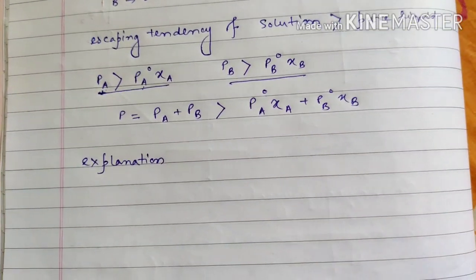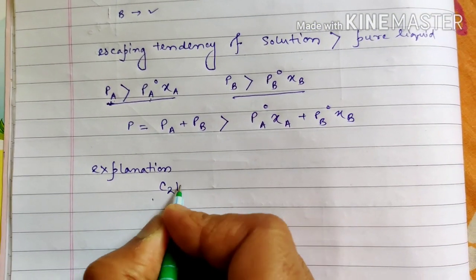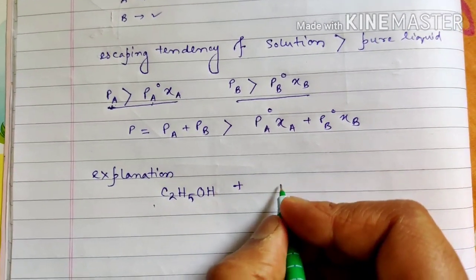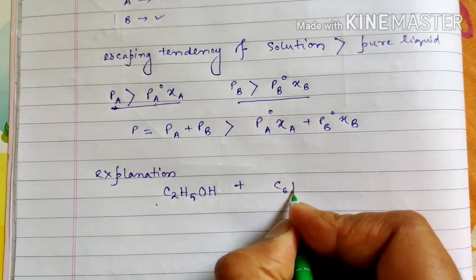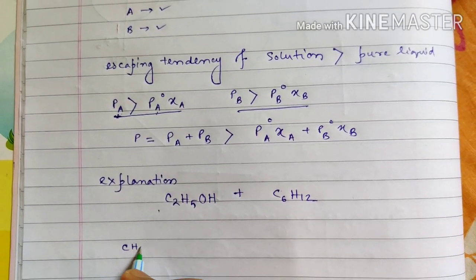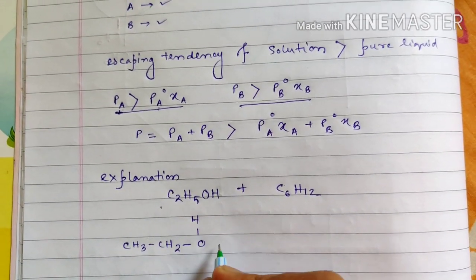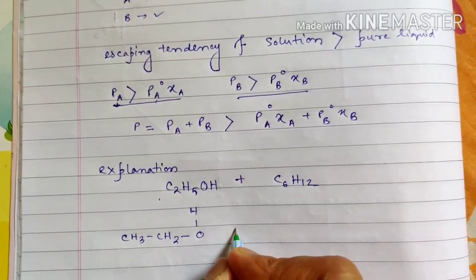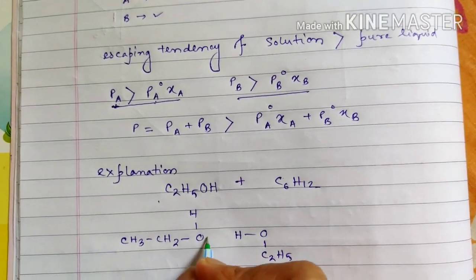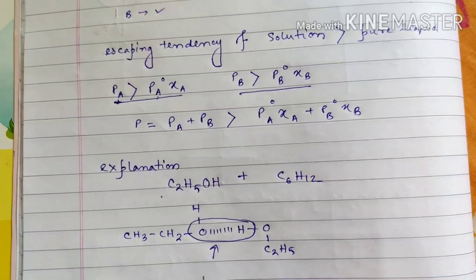Suppose we take two liquids. One is ethanol, C2H5OH, and let us take cyclohexane, C6H12. Now in normal ethanol, what happens? We can expect CH3, CH2, OH, and there can be another one, HO, C2H5. So between them there will be hydrogen bonds like this, H bonds.